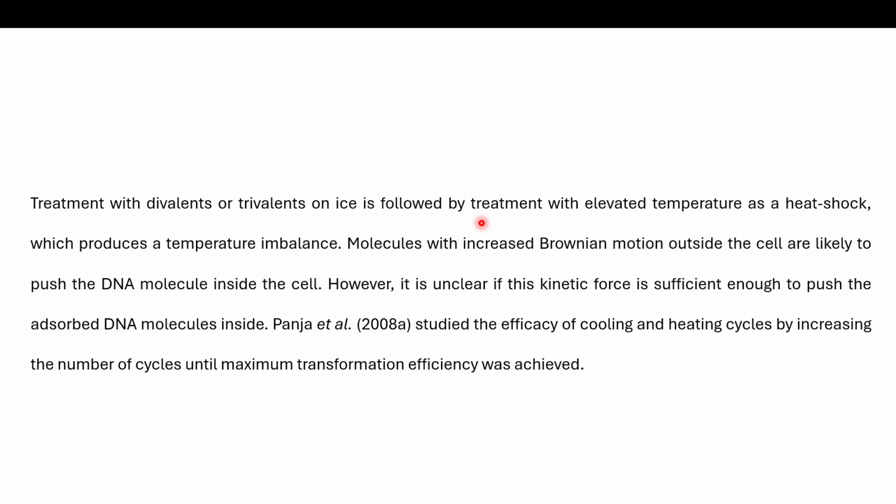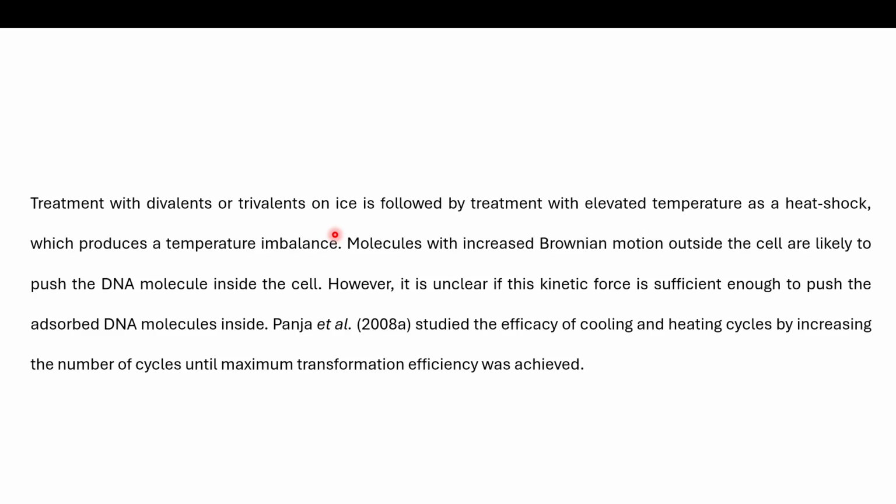Whether you are treating the cells with divalent or trivalent ions on ice, in the protocol we give a heat shock to the cells. The other steps are carried out at 0 to 4 degrees Celsius, and then suddenly, for around 90 seconds, we give a heat shock at a raised temperature, ideally 42 degrees Celsius. This creates a temperature imbalance. Molecules outside the cells, which have increased Brownian motion and are constantly in motion, will help in pushing the DNA inside the cells.